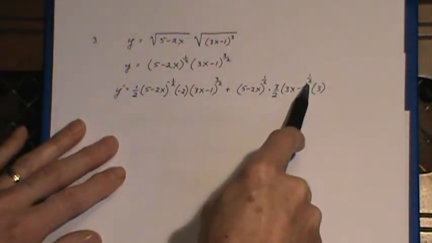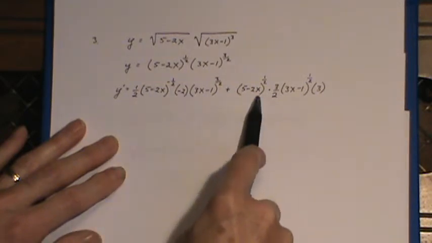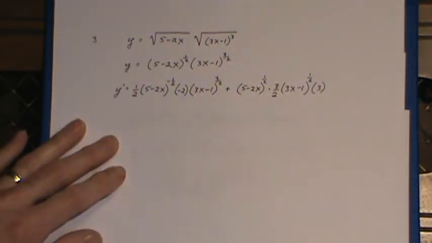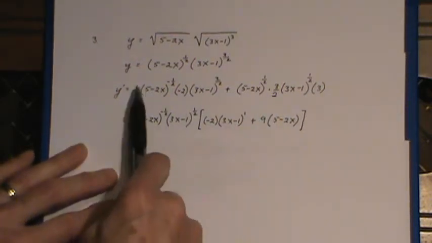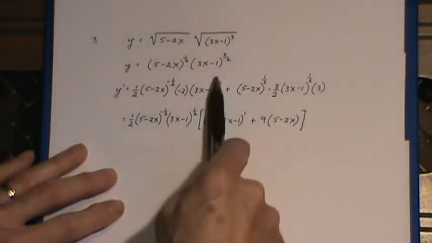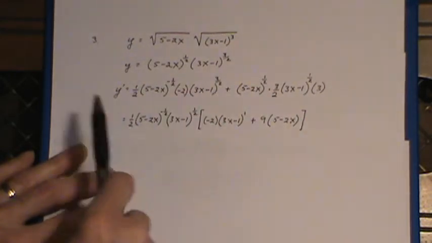Now, when I take out common factors, you see the 3x minus 1 is to the 3 halves and to the half. So I'm going to take it out to the half. And with these terms, I'm going to take it out to the negative a half. So what happens is, I also took out the half too. There's a 2 on the bottom of this and on the bottom of that, so I just took it out.